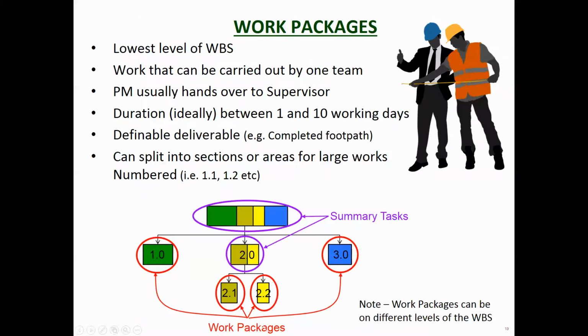So as I said, work packages are the lowest level, so you should be numbering them. Those are all work packages, not on the same level, carried out by one team. The PM usually hands it over to a supervisor. So if you're talking about a construction project, you would sit down with the supervisor and say, okay, here's the curb and channel, here's the plans, here's the resources allocated to it, here's the duration, I want you to do it in whatever time it is. So you're defining all of that, and then you just let them do it.